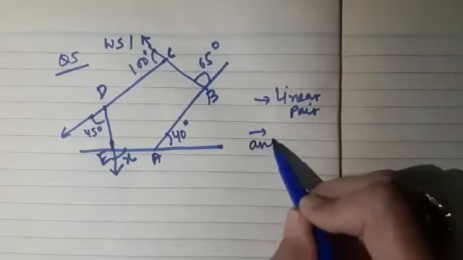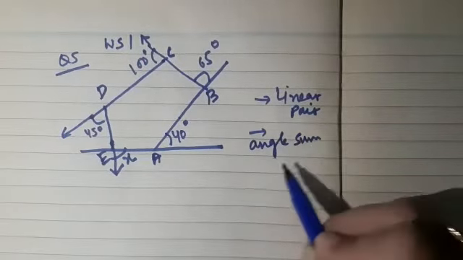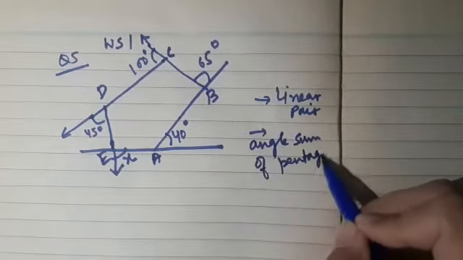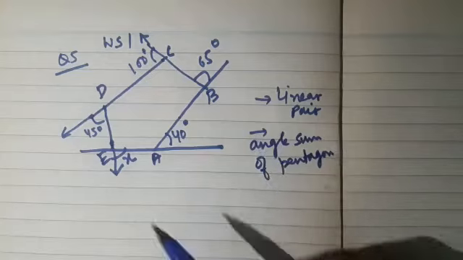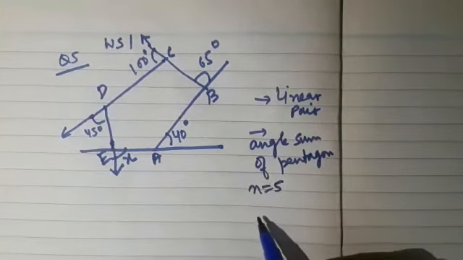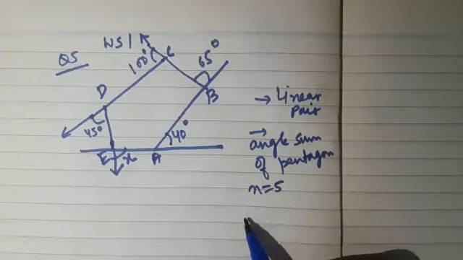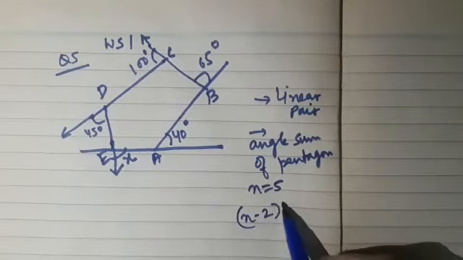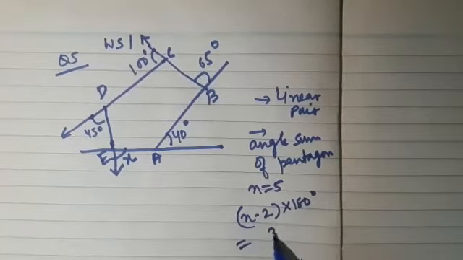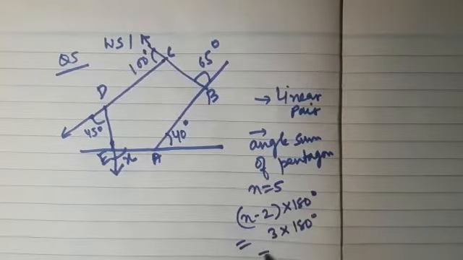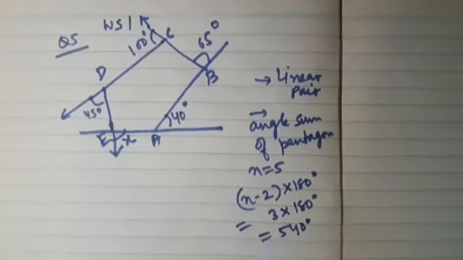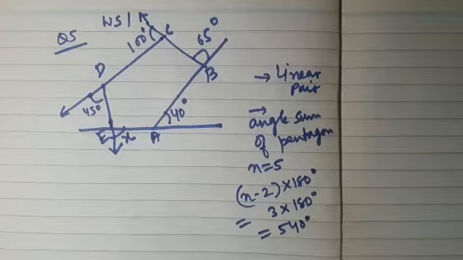So we will be using the angle sum property of a pentagon, that is the sum of interior angles of a pentagon. So n is 5, and we know that the sum of all interior angles will be (n minus 2) into 180 degrees. That means 5 minus 2, so 3 into 180 degrees, that gives us 540 degrees, right? So we would be using these things before solving the question.